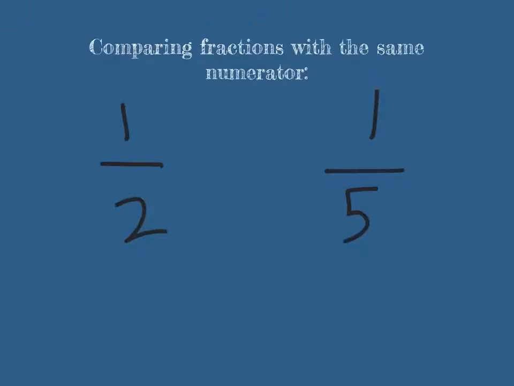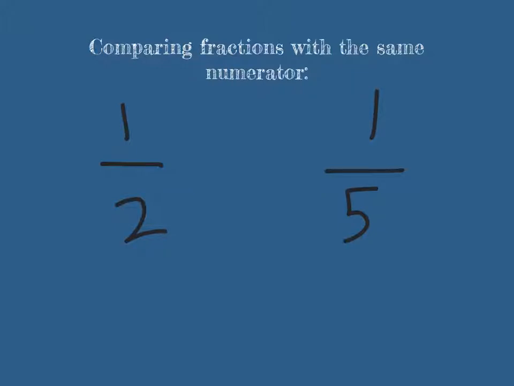Now that we've covered the basics, we can move on to the main part of the lesson, comparing fractions. In this case, we'll be comparing fractions with the same numerator. The numerator is this top number. In both these cases, it's 1. So we have 1/2 and 1/5. I want you to compare these numbers in your own notes with the less than, greater than, or equal to sign. Pause this video now, and when you're ready, you can resume it.